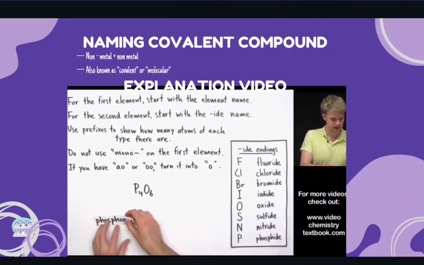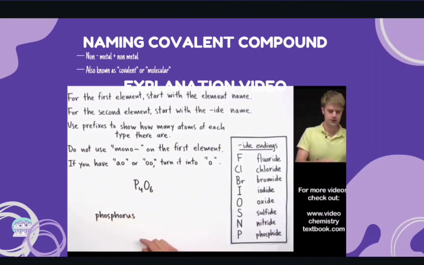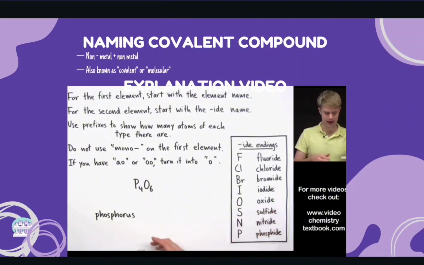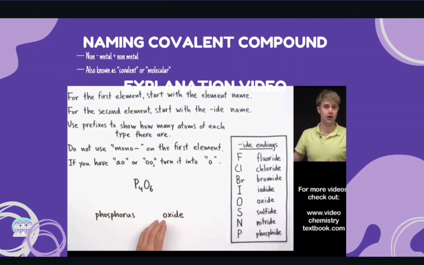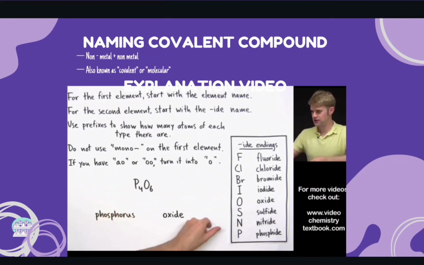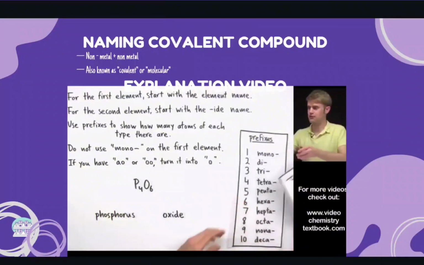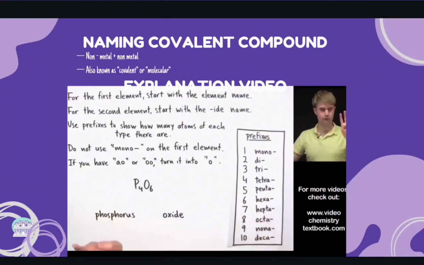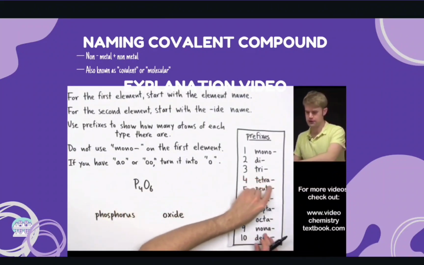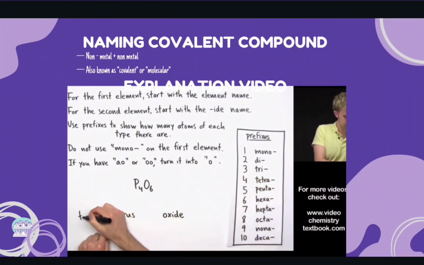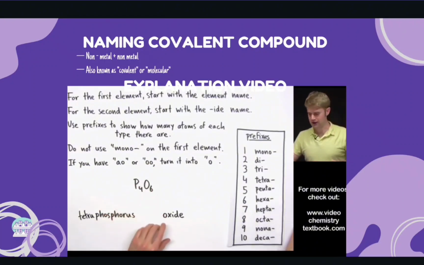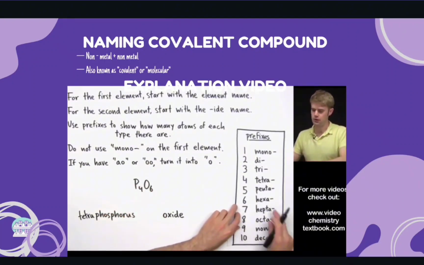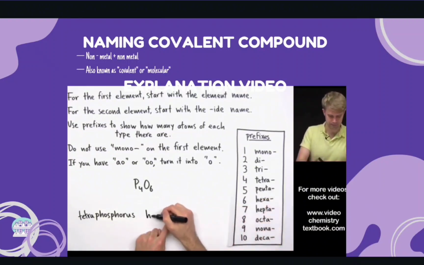P4O6. So the P, phosphorus, is our first element, and then O, we got oxide. That is the IDE name for oxygen here. All right, now let's use the prefixes. Switch to our prefix table here. We have 4 phosphorus, so we're going to use the tetra prefix, so tetraphosphorus. And then for oxygen, we have 6 of those, so we're going to use hexa here.